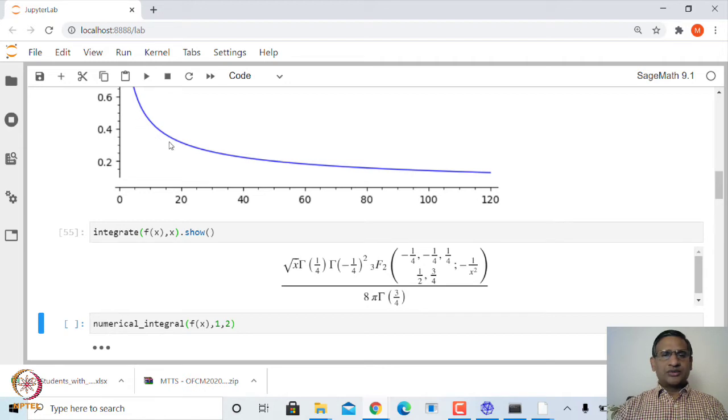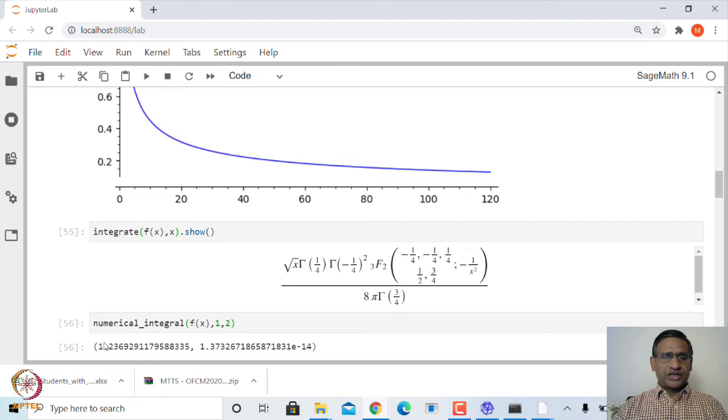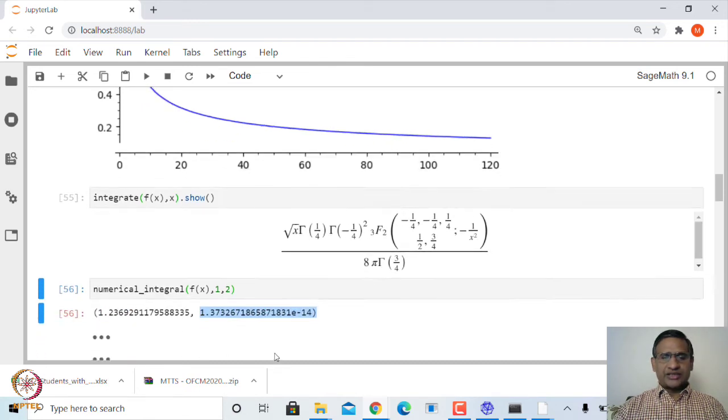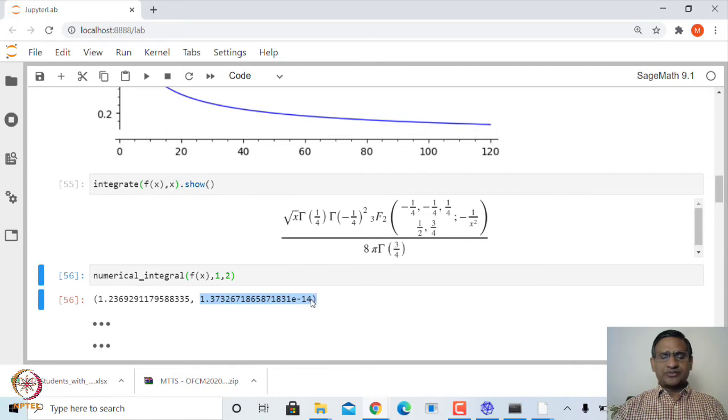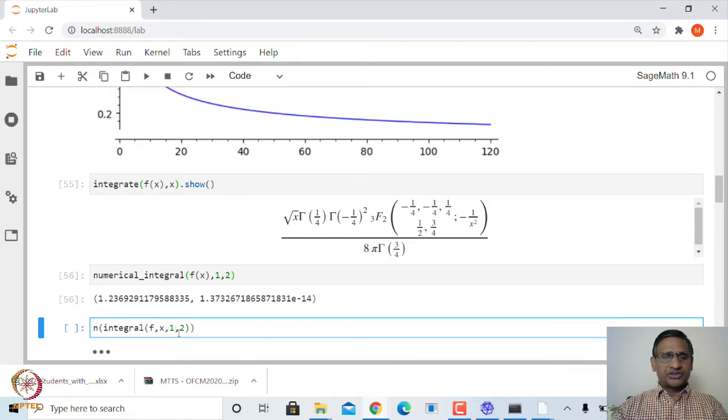For this integral between 1 and 2, Sage has an inbuilt function called numerical_integral. This finds the integral numerically, and it will give you the value of the integral along with the error. In this case you can see this integral is 1.2369, whereas the error is 10 to the power minus 14. Now, the same thing, if you try to find the integral of the same function between 0 and 1.